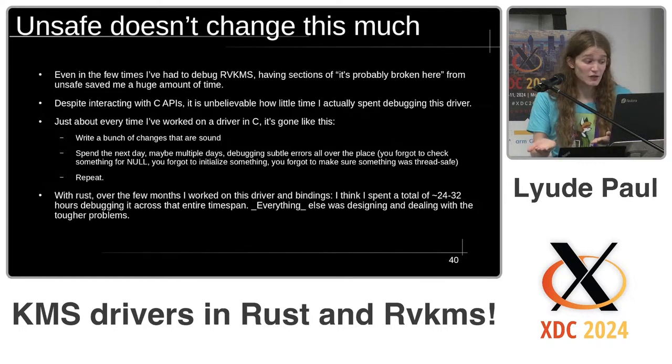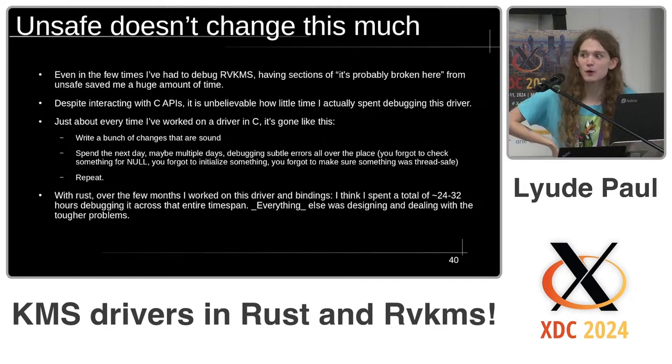Maybe you forgot to check something for null. Maybe you forgot to initialize something. Maybe you forgot to make sure that something was thread safe. And this process sort of repeats itself as you're writing a driver in C. But over Rust, it kind of doesn't. If things compile, a lot of times it will actually work, which is a very weird concept, and it's almost unbelievable until you've actually dealt with it yourself.